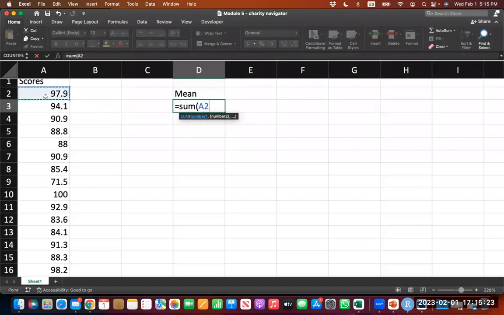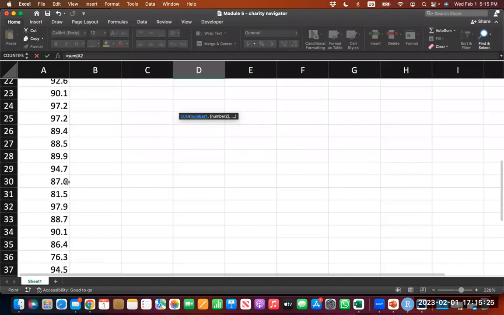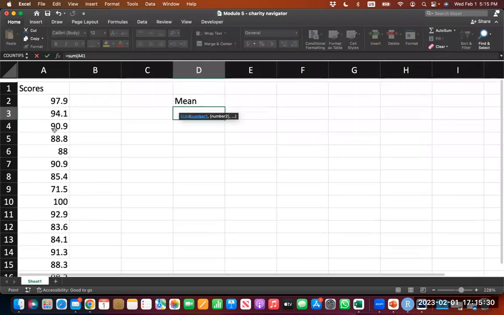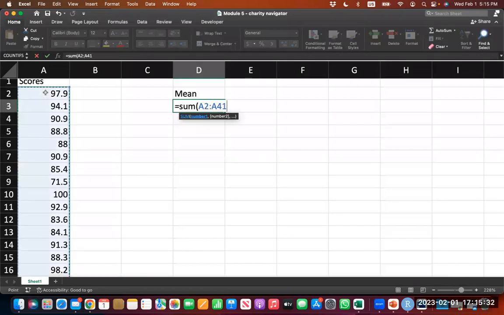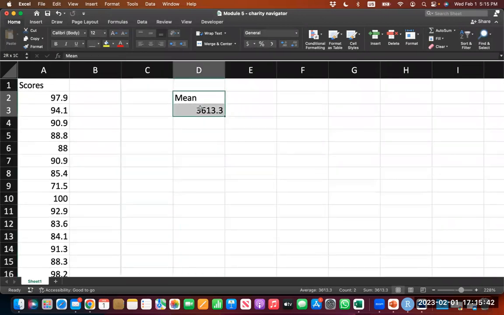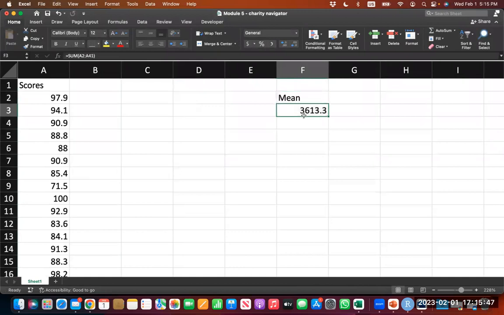You indicate the range that you want to sum up. So this is the sum from A2 colon A41. So you do A2 to A41, and if you make the parentheses, you get the sum. So this is 3,613. We can actually move this a little bit to the side. Let's move this to column F. So this sum divided by the N.